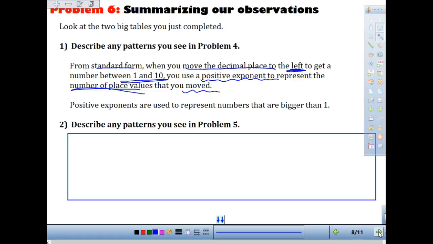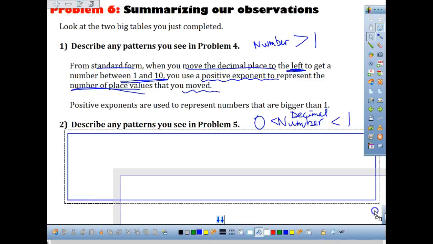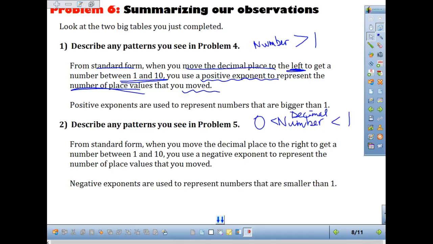Okay? What did we do on that next part with the decimal part, with a number between 0 and 1? So this is when our number was greater than 1. This is when our number was between 1 and 0, when we had decimals, right? When we had a decimal, what did we have to do? Same thing.